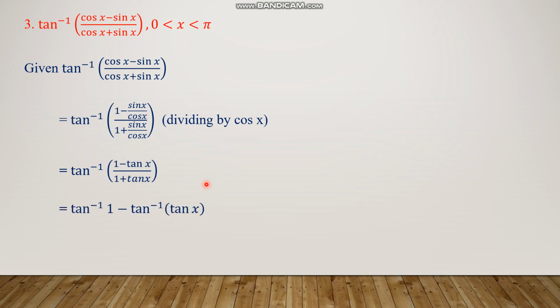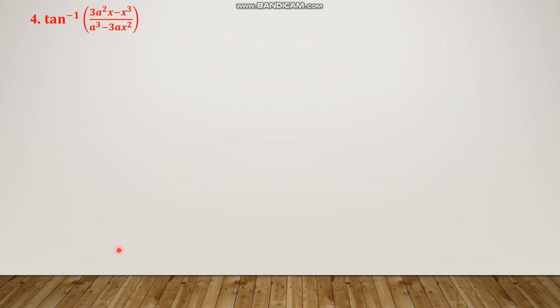Or this is nothing but tan inverse of, as you can see, we can write it as tan inverse 1 minus tan inverse of tan x, because when you simplify this, you get tan inverse of 1 minus tan x by 1 plus 1 into tan x. So this is further simplified. Tan inverse of 1 is nothing but pi by 4, because tan of 45 degrees is 1, and tan inverse of tan x is nothing but x. So it is pi by 4 minus x.